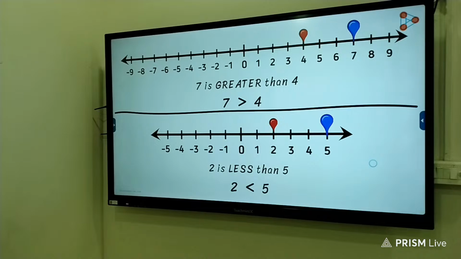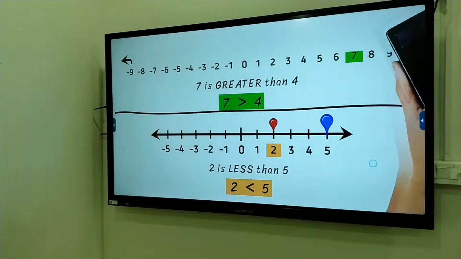It means to compare two integers, we can use the number line. How can we do that? It's simple. We can check which integer lies to the right or left on the number line relative to the other integer. If it's on the right, then it's bigger, and if it's on the left, then it's smaller. Let us see how it works.